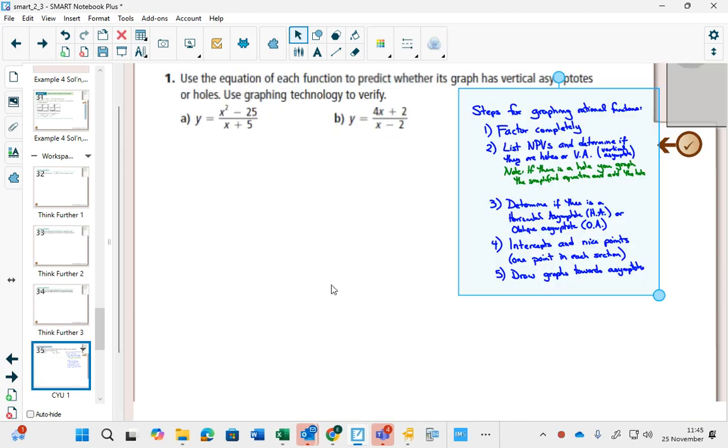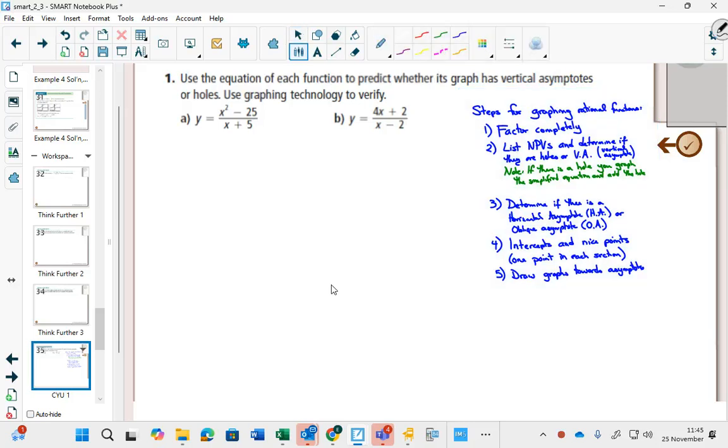And now we're going to graph. So, steps for graphing. Here we are in part A. Factor completely. So I go to my equation, I can factor the top as a difference of squares, x plus 5, x minus 5, over x plus 5. There we go. Factor completely.